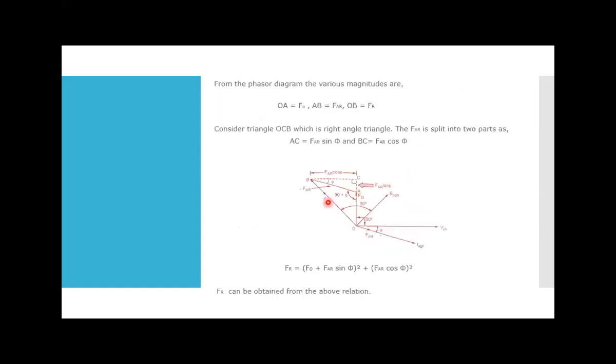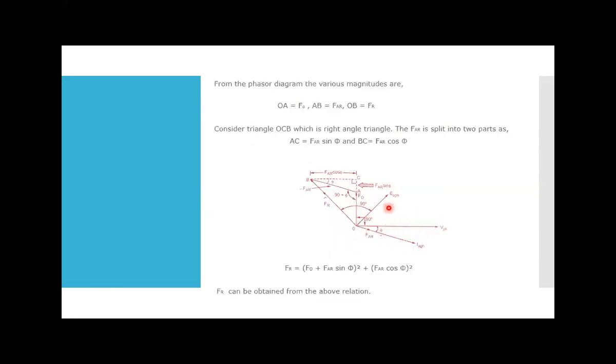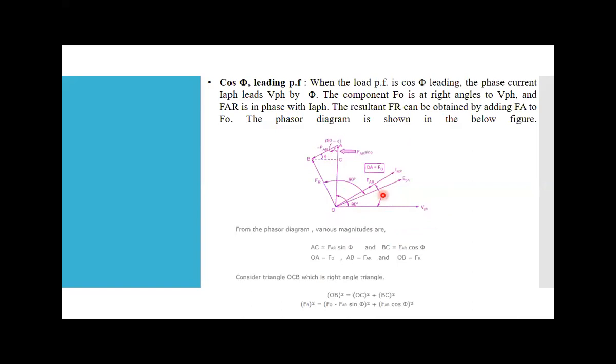Okay, here this is the vector diagram for lagging power factor. Remember this thing, cos phi lagging power factor. So this is the diagram for lagging power factor. This is the diagram for leading power factor.